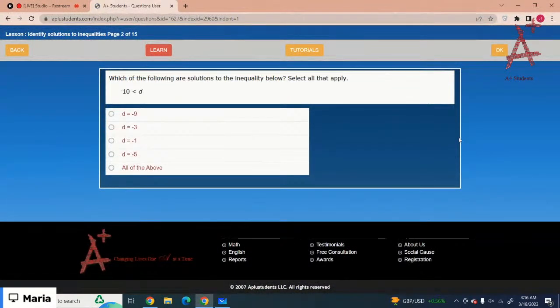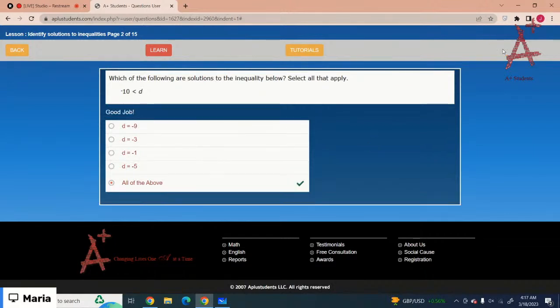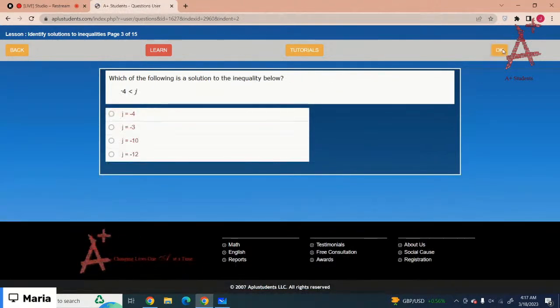Okay, the next one is negative 10 is less than d. So which is the correct option? -9, -3, -1, and -5, which is less than -10? All of the above are correct. Got it? All of the numbers are less than -10. They are -5, -1, -3, and -9. So they all are less than -10. So all of the above is the correct one. Got it?